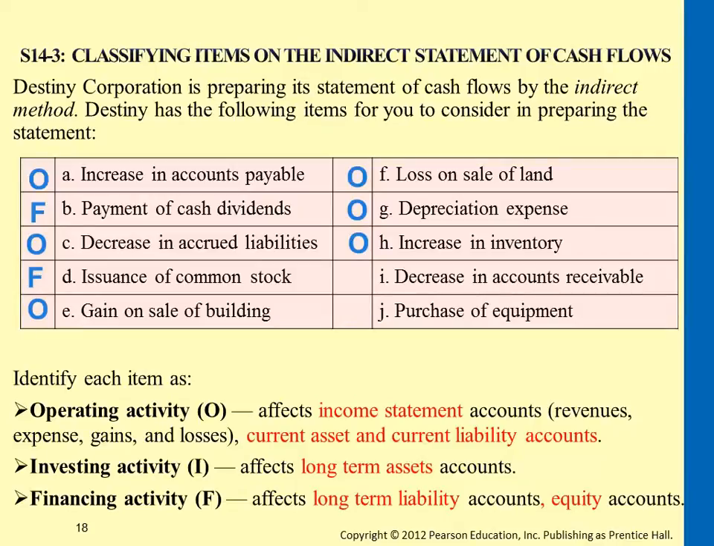Okay, accounts receivables decrease. Operating accounts receivables, as part of current assets, is listed very close to inventory. Purchase of equipment, investing. This is a long-term asset activity. Okay, any questions on this?